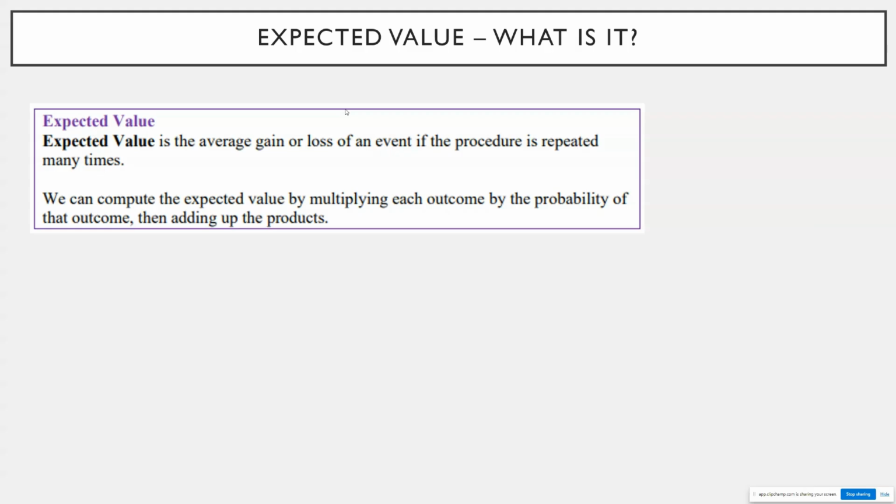In this quick review, we want to talk about expected value. All right, expected value. What is it? Well, here's a formal definition of it. Expected value is the average gain or loss of an event if the procedure is repeated many times.